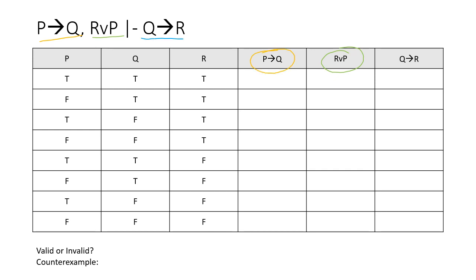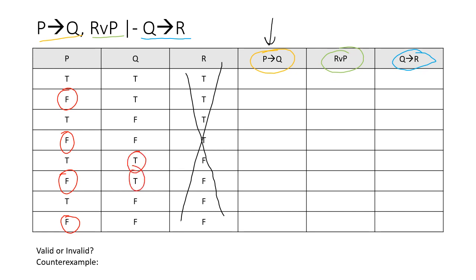And as always, we've only got one conclusion. And so we just want to do each one individually. So looking at this first premise, it's an arrow. An arrow is true wherever the left side is false or the right side is true. So it's going to be true, true, false, true, true, true, false, true.